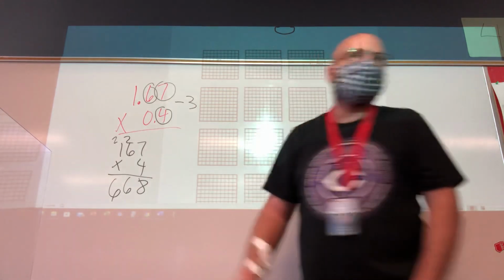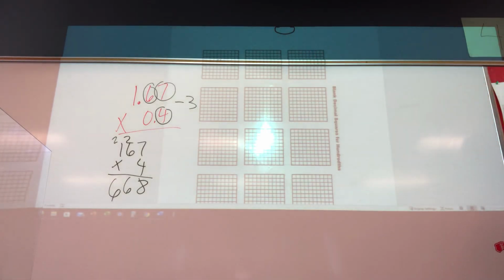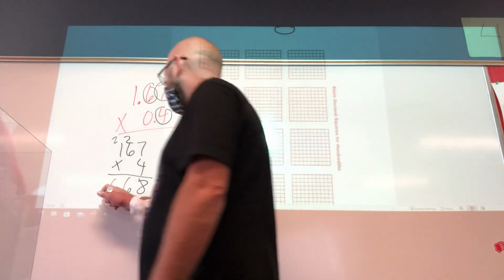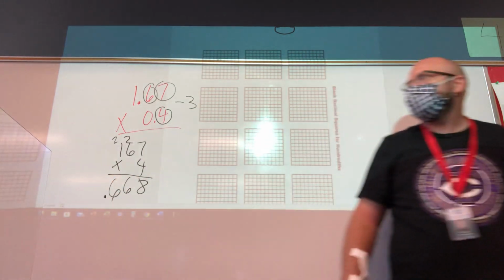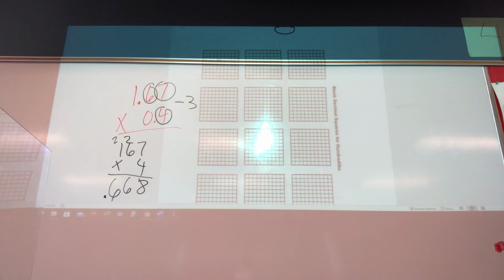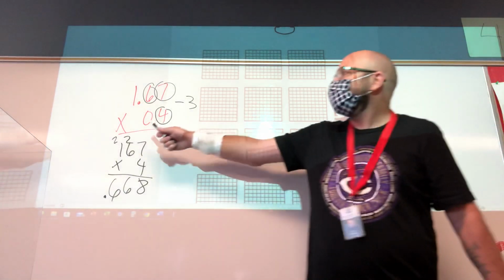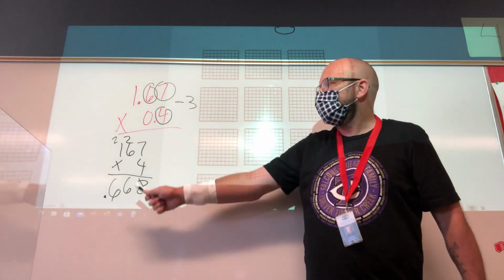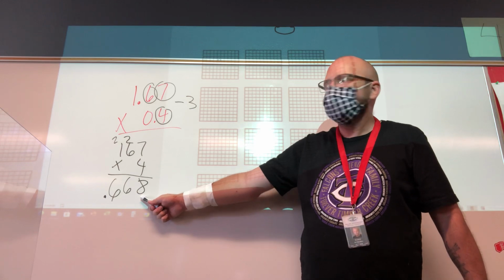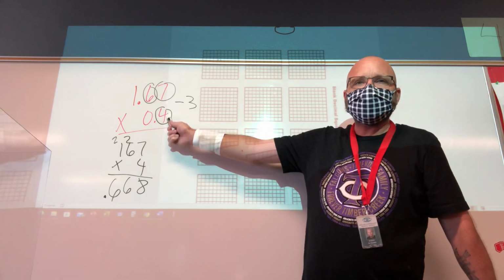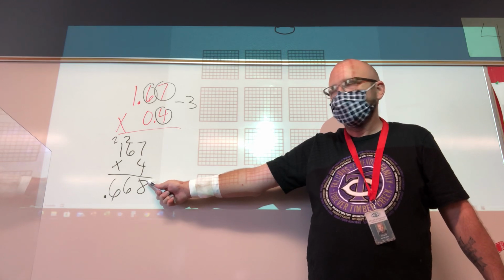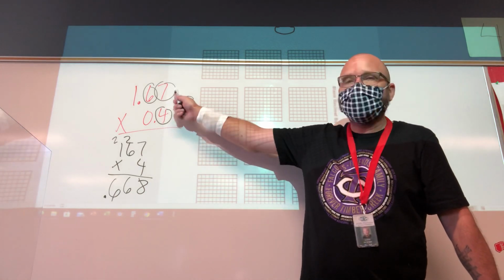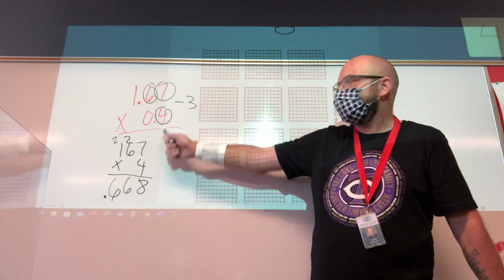And how many numbers did I say were behind the decimal point in the end? 3. Now my first factor was 1 and 67 hundredths. And I multiplied it by a number less than 1. That is why it got smaller. I multiplied this one by something greater than 1. That's why it's bigger than 4/10.